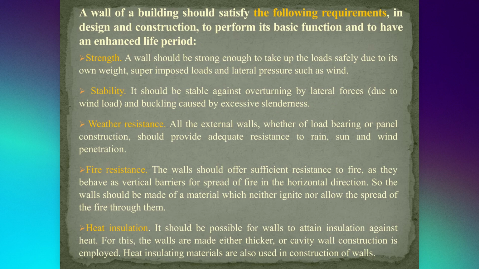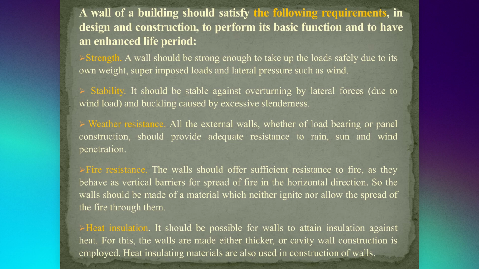A wall of a building should satisfy the following requirements in design and construction to perform its basic function and to have an enhanced life period. Strength. A wall should be strong enough to take up the load safely due to its own weight, superimposed loads, and lateral pressure such as wind. Stability. It should be stable against overturning due to lateral forces from wind load and buckling caused by excessive slenderness.